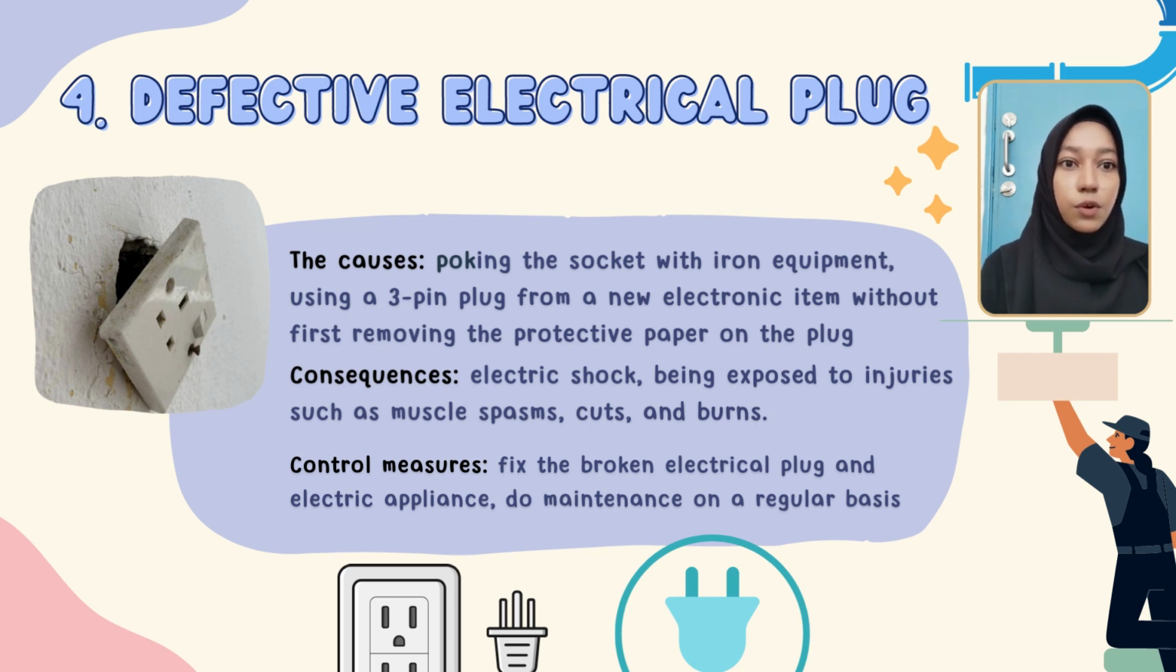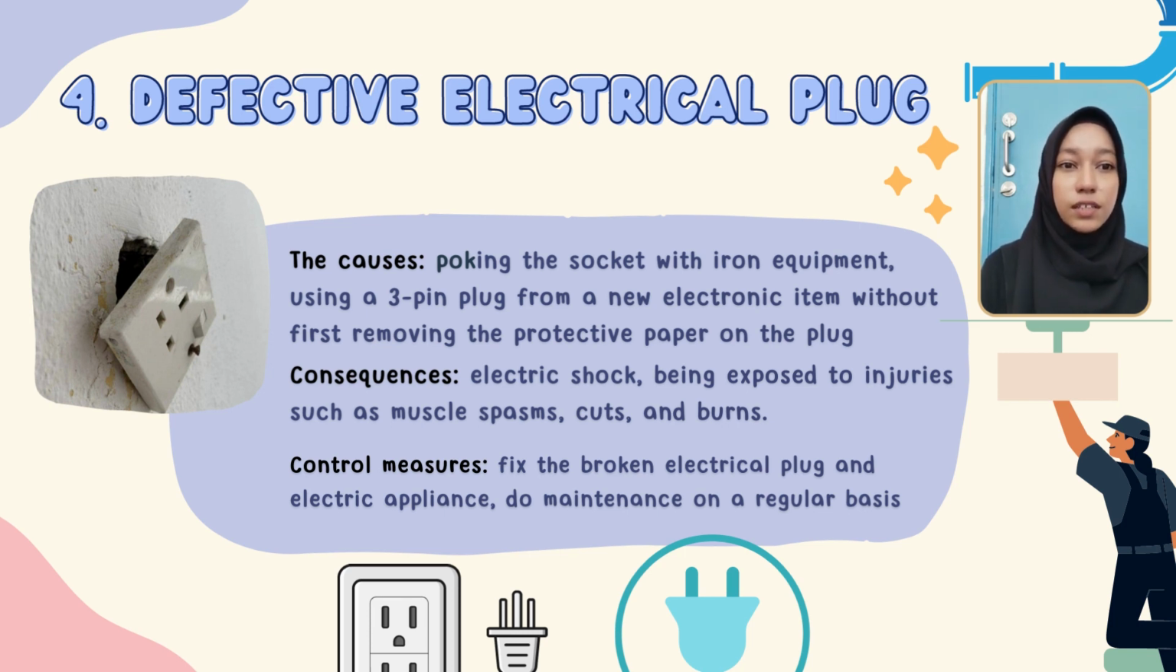The danger of a broken electrical wall plug can result in students receiving an electric shock when they touch it. This situation puts students at risk of being exposed to injuries such as muscle spasms, cuts, and burns. An action that can be implemented in solving this hazard is to correctly fix the broken electrical plug and electric appliance to prevent students from getting electrocuted.